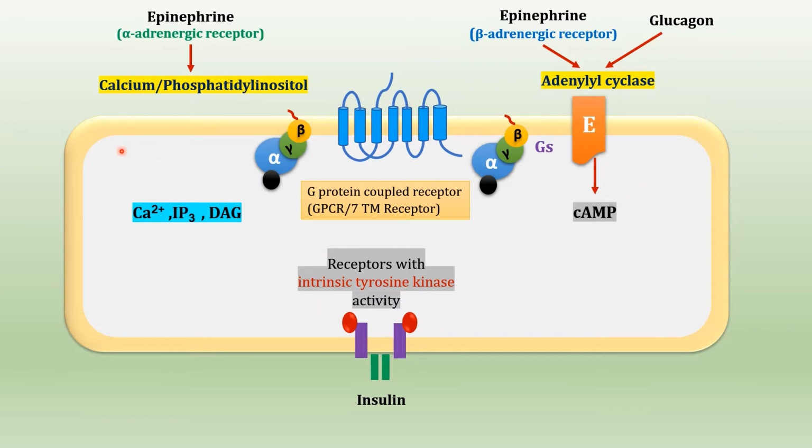Now what happens in the calcium phosphatidylinositol pathway? Epinephrine acts through alpha adrenergic receptor. So this 7 transmembrane receptor or GPCR is an alpha adrenergic receptor in this pathway. The G protein which is involved here is a GQ protein, and the effector here is phospholipase C. Phospholipase C is activated by this GQ protein, and there will be formation of second messengers like inositol triphosphate and diacylglycerol. So these are the 3 important signaling pathways in fuel metabolism.